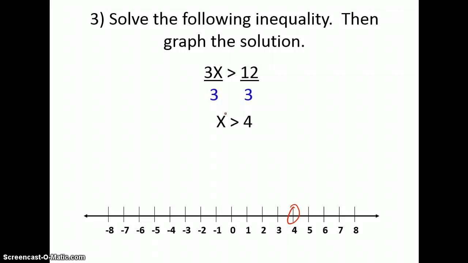Since x has to be greater than 4, I ask myself, is 3 greater than 4? No, it's not. So I'm not going to shade in the direction of 3. Is 5 greater than 4? Yes, it is. So that tells me to shade or darken my number line in the direction of 5 and any amount greater than 5.